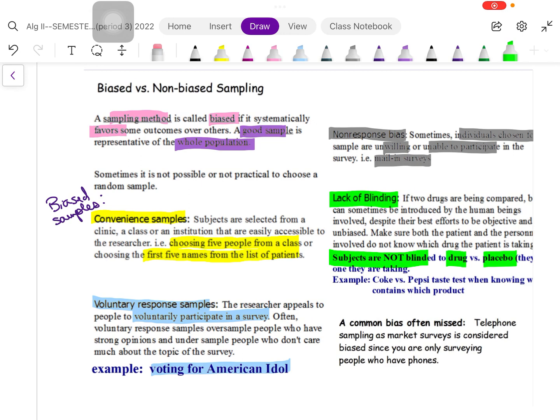Or I think of the Coke versus Pepsi challenge. When the people taking the challenge know which cup holds Coke and which cup holds Pepsi, they are not blinded to the test. They are knowing. So there is a lack of blinding. Also, oftentimes telephone surveys, called market surveys, are considered biased. There again, it would be a convenience. They're calling their people at convenience.